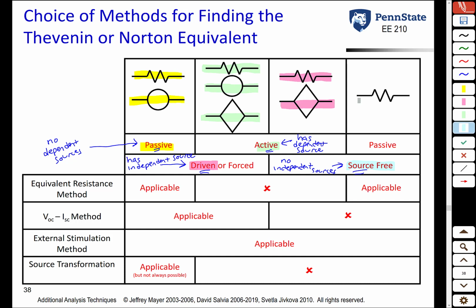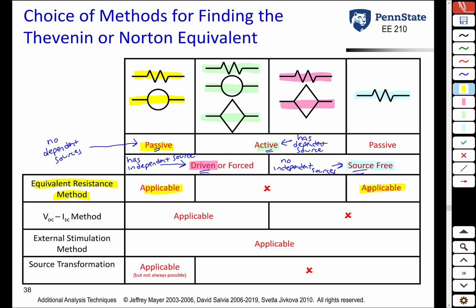And of course, the final type of circuit is one with just resistors. So we have four cases, a combination of passive and active circuits and a combination of driven and source-free. You notice these four types of circuits cover these four combinations of passive versus active and driven versus source-free. Now if you look at the different methods, the equivalent resistance method, the first method we looked at, only works when a circuit is passive. So it works for the first type and it works for the fourth type, but not for the second and third.